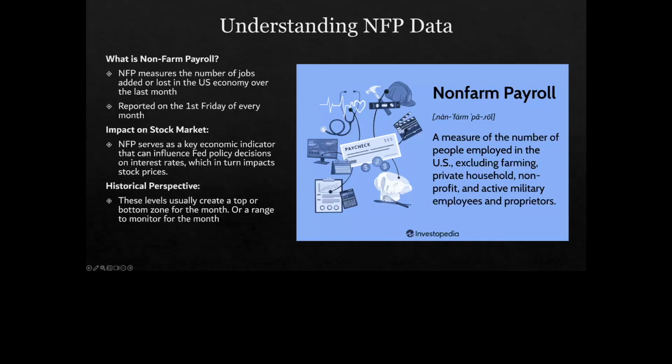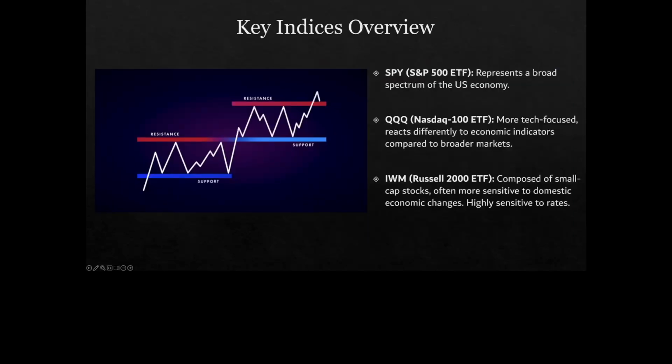So from a historical perspective, these levels usually create a top or bottom zone for the month, or a range to monitor for that month. So the key indices that I like to track for this, which gives me a whole perspective on macro, like I said, would be SPY, we know what that is, QQQ and IWM.